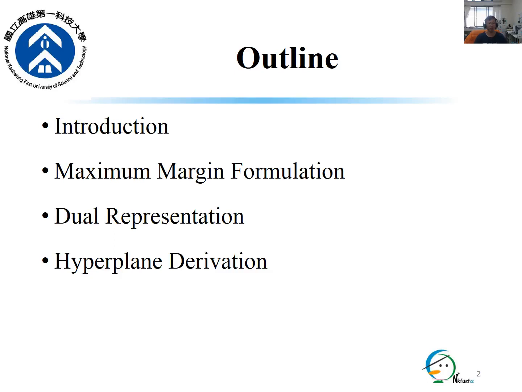The outline of this lecture includes an introduction about the idea of SVM, maximum margin formulation about how to formulate the classification problem as the one that maximizes margin between two separable classes, dual representation about the further reformulation of the classification problem using Lagrange duality, and hyperplane derivation about how to derive the SVM hyperplane.